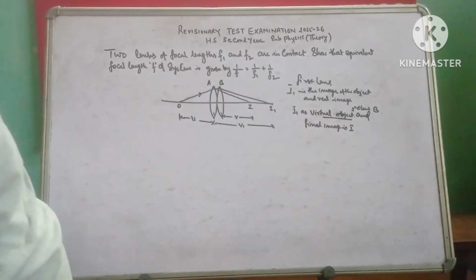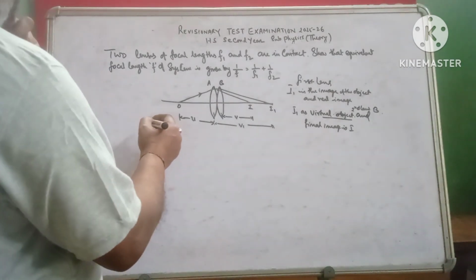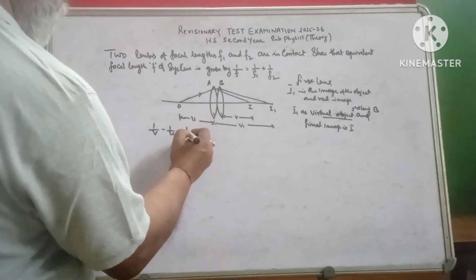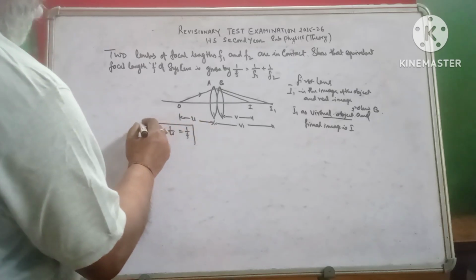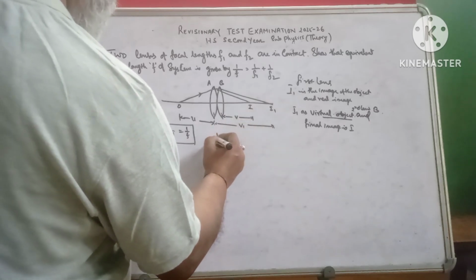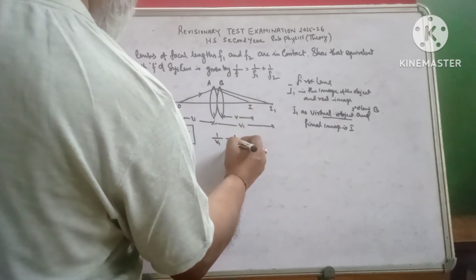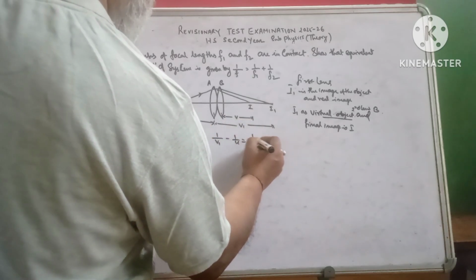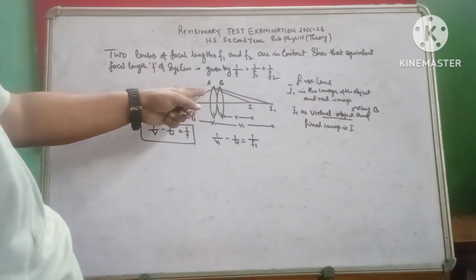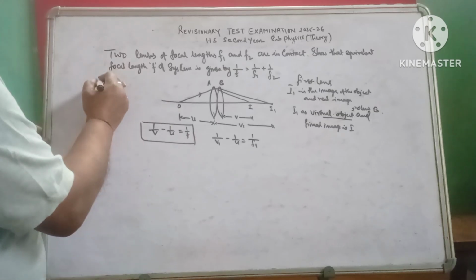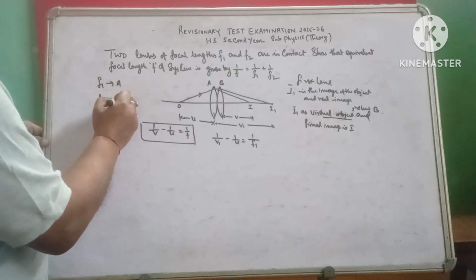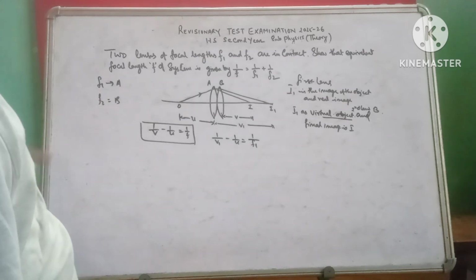Final image is V. So you know the formula: 1 by V minus 1 by U is equal to 1 by F. So here, 1 by V1 minus 1 by U is equal to 1 by F1. This is the focal length of your first lens, F1 for A, and F2 for B. These are the focal lengths.